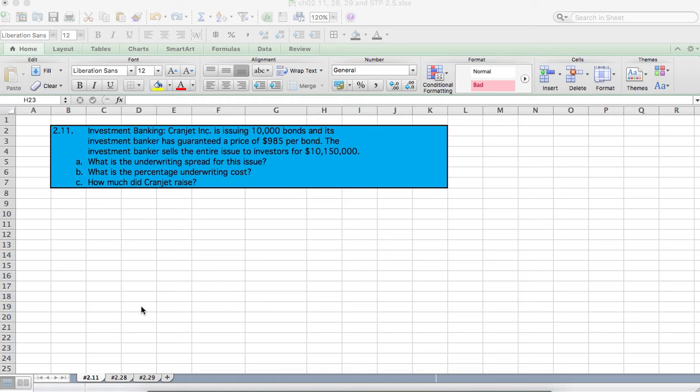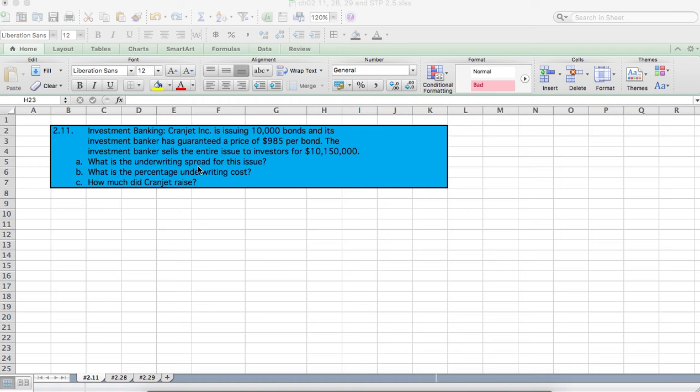So for the end of chapter 2 question, problem 2.11, the problem is specific to investment banking. Cranjet Inc. is issuing 10,000 bonds, and its investment banker has guaranteed a price of $985 per bond. The investment banker sells the entire issue to investors for $10,150,000. So these are the three areas where we have to solve.